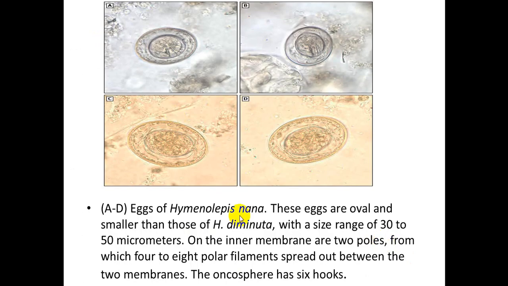This is the egg of H. nana, A to D, A, B, C, D. These eggs are oval and smaller than those of Hymenolepis diminuta, the size ranging from 30 to 50.